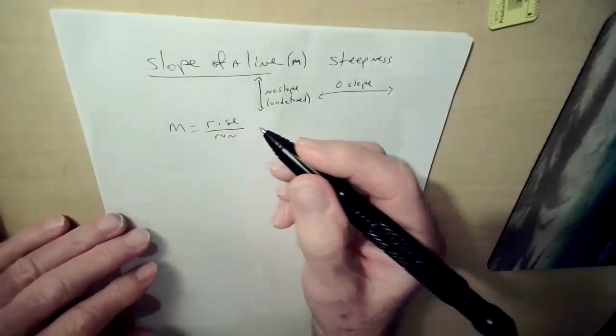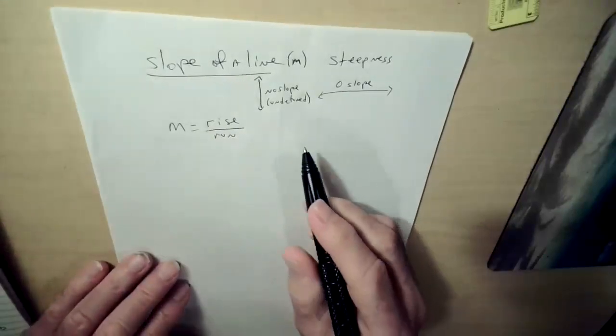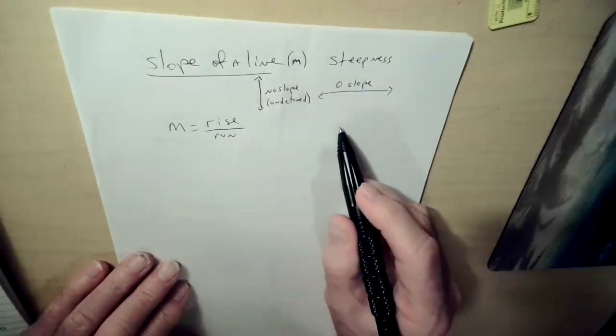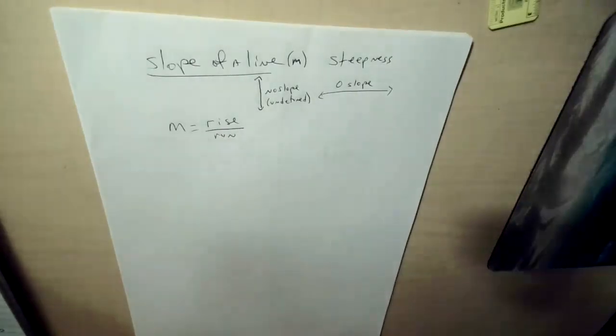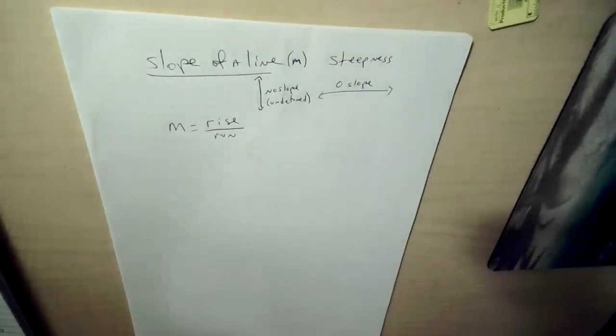Now slope is rise over run. How much does it go up versus how much does it go over? Let me see what happened to my pretty coordinate plane.